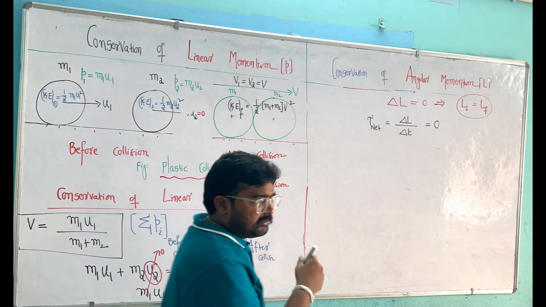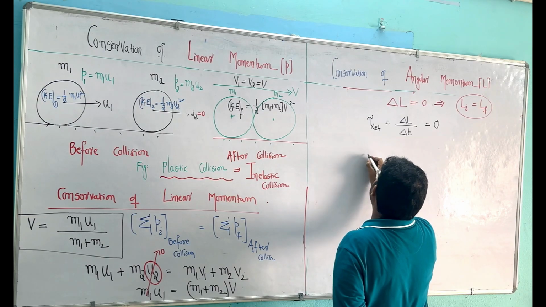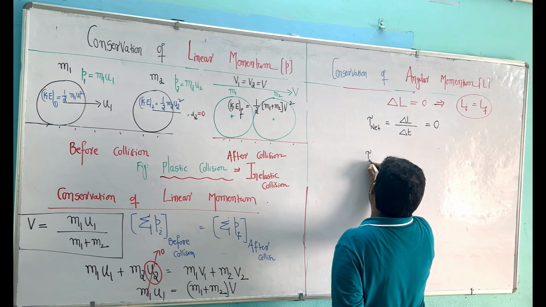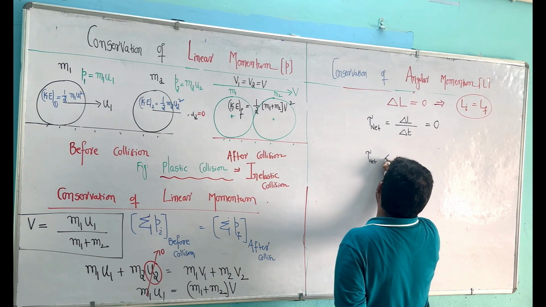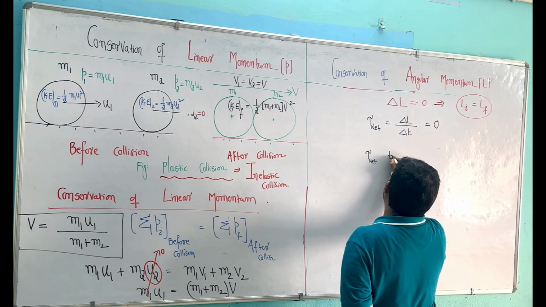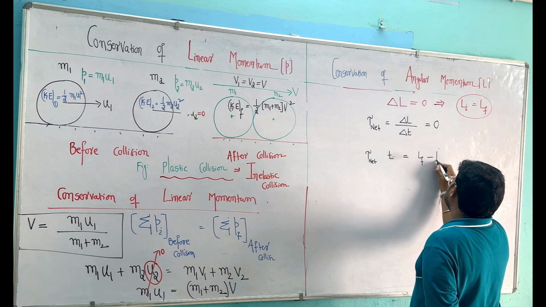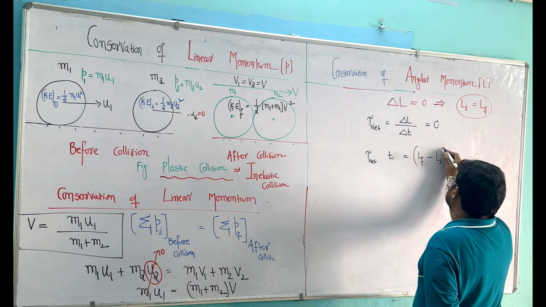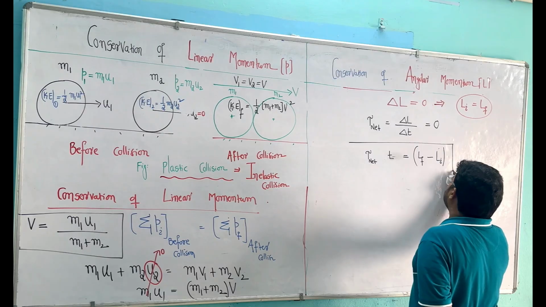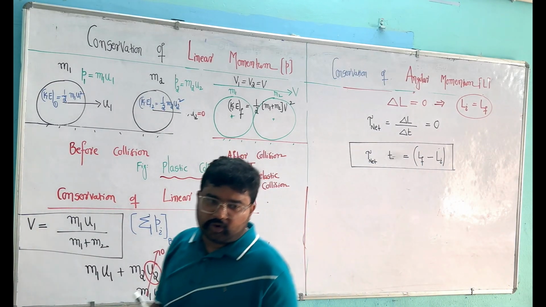Similarly, generally, what is the impulse momentum equation? Tau net into delta T equal to how much? L final minus L initial. Okay, now this is the impulse momentum equation in the rotary motion.